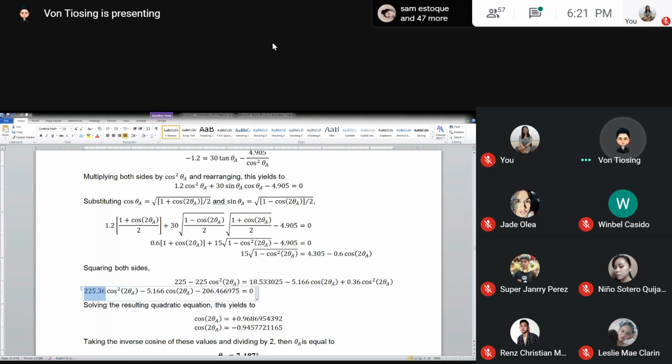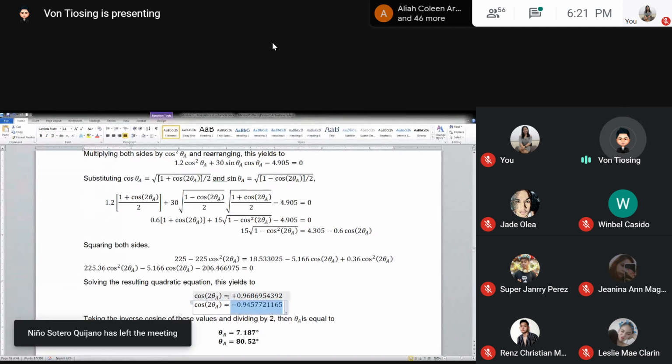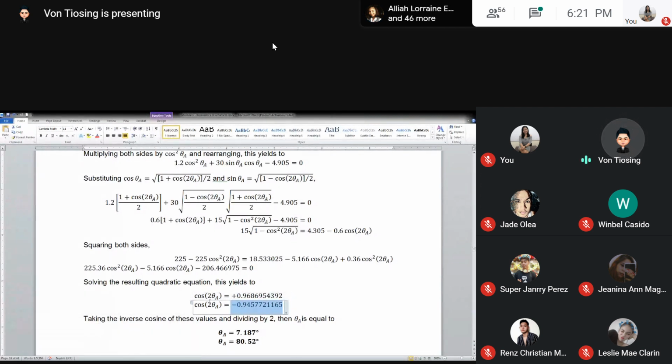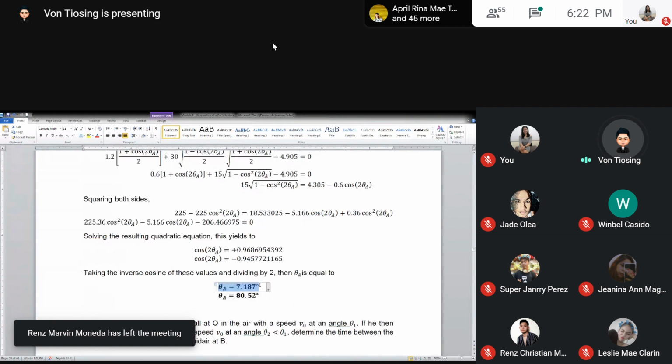So, yung A, ito yung C. Okay? And then after which, may makukuha kang dalawang value ng cosine of 2A o cosine of 2 theta A. Isang positive, isang negative. Okay? If you take the inverse cosine of these values and dividing this by 2, pag kinuha mo yung inverse cosine niyan, that is 2 theta A, so divide mo ng 2, so we have 7.819 degrees saka 80.52 degrees.